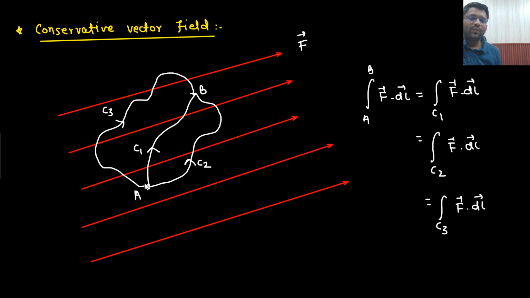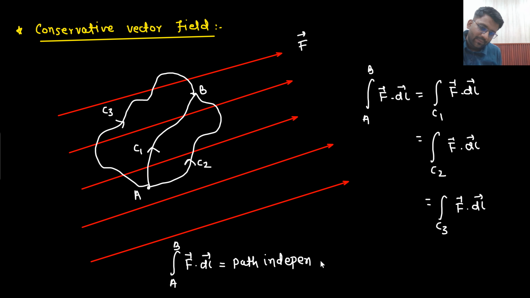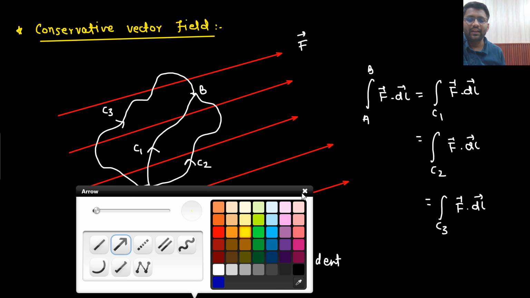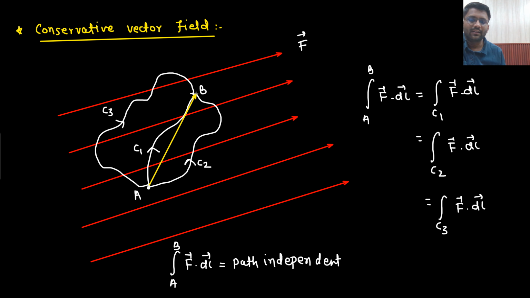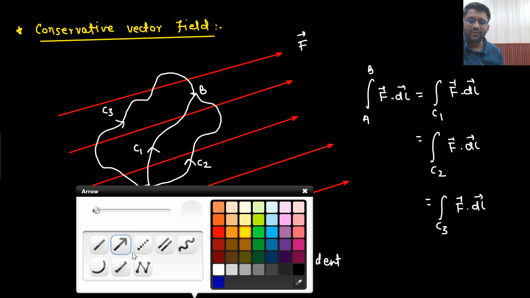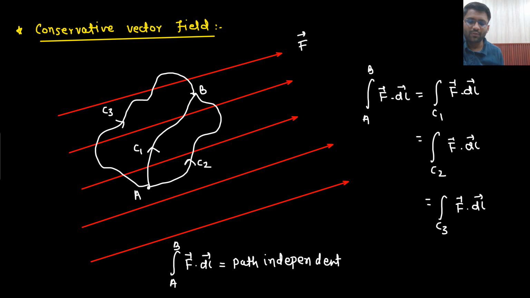That means moving from A to B is path independent. Whether you go with the help of curve C1, or curve C2, or curve C3, or you go in any manner. Let's just say this is some new curve, C4, where I am moving in a straight line from A to B. Then also I am getting the same answer. This is your curve C4.